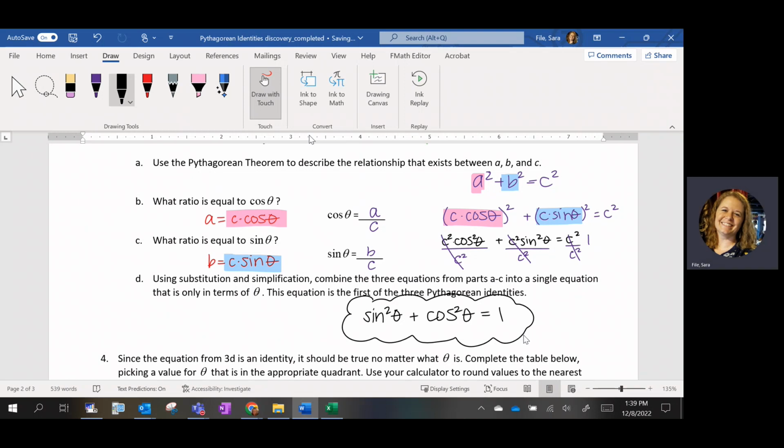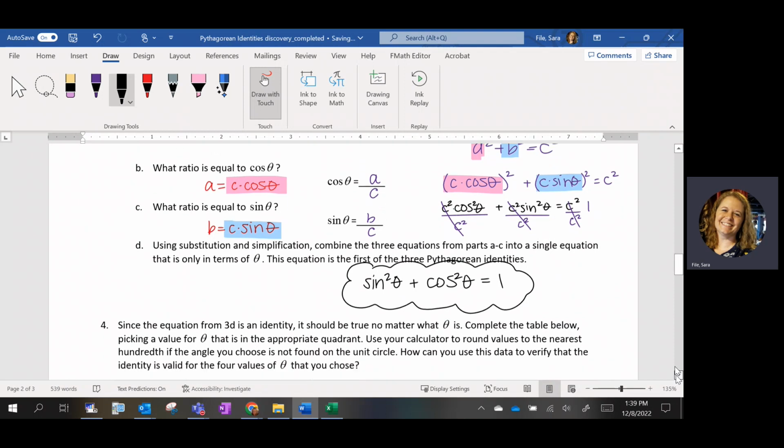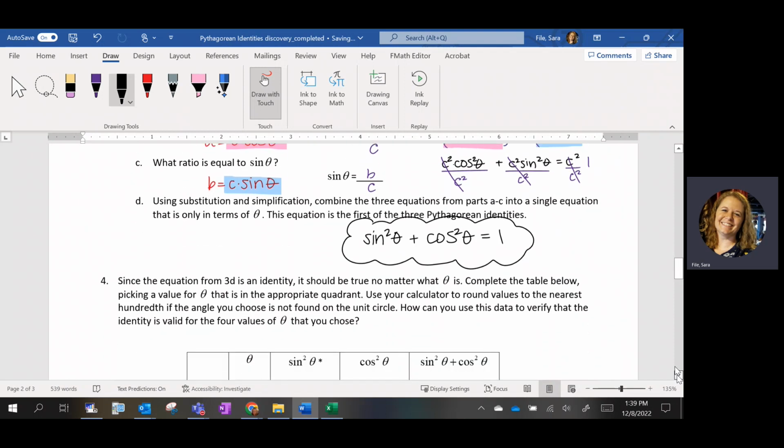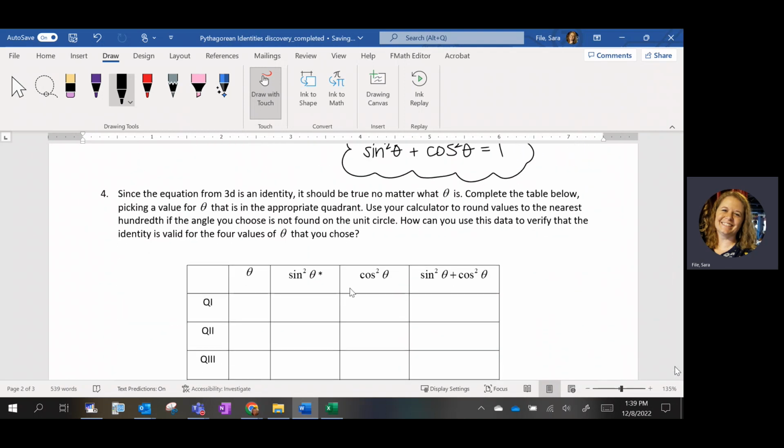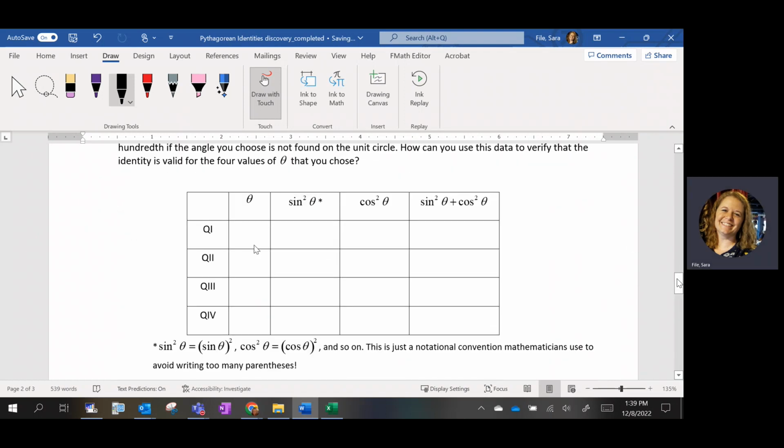Does that part make sense? And this is going to always be true, no matter what theta is, what angle measure it is. If I plug it in, that's going to come out to 1. So that's what number 4 was having you check. They're like, okay, pick an angle from each quadrant and check it. Now, I'm not going to go through and do all of this with you, and you could do some in degrees and some in radians.